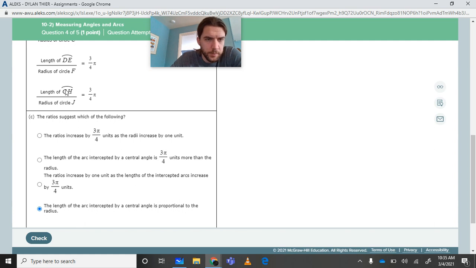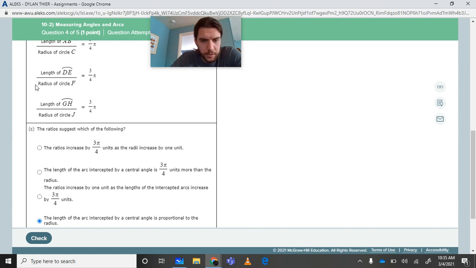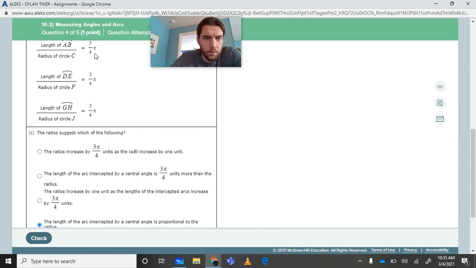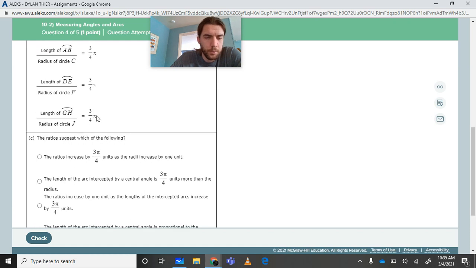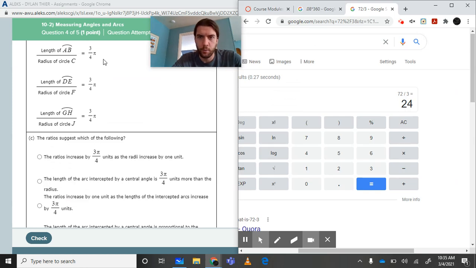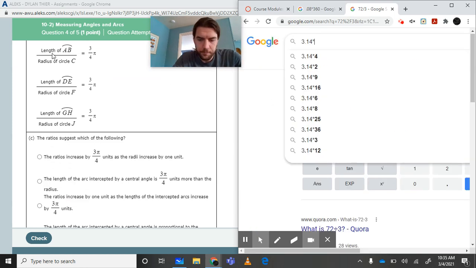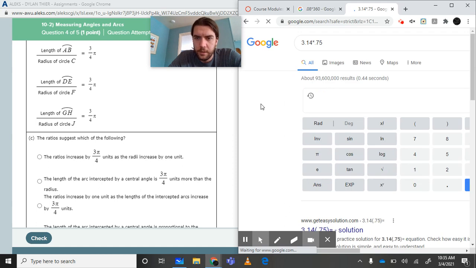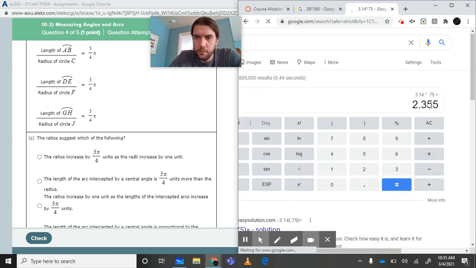So this is the length intercepted by the central angle, the top thing in each fraction, and the radius is the bottom thing. So they're saying that they all just follow this proportion. They are all proportionate by 3 pi over 4. So the length is always whatever that number is, 0.75 times pi. So 3.14 times 0.75. So the proportionality that's constant here in this example is that the intersected arcs are always 2.355. That's what we get when we multiply 3/4 times pi.